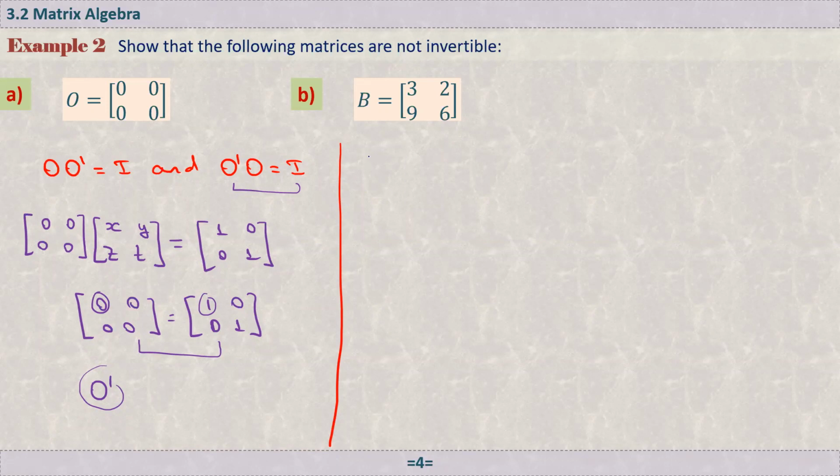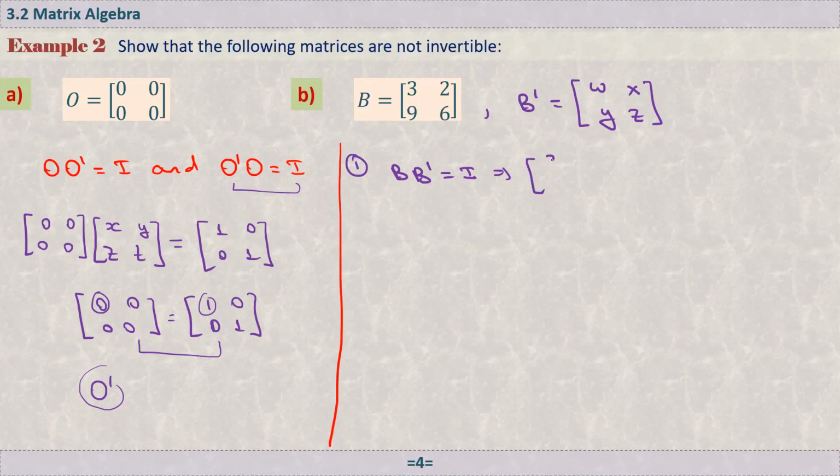For B, in a similar way, assume that this B prime is the inverse, whose entries are, let's say, W, X, Y, Z. So by the definition, we know that B times B prime should be equal to I, and B prime times B should be equal to I. So let's just check the first part. Does it satisfy this condition or not? Or can we find W, X, Y, Z which satisfy this condition?